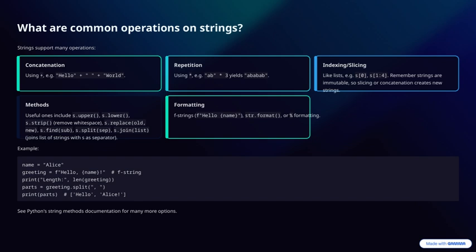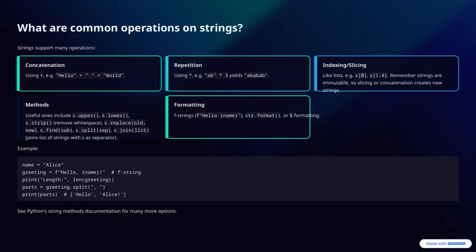So we write `greeting = f"Hello, {name}"`, and that automatically inserts the value of name into the string. Next, we want to find out the length of our greeting, so we use the len function, which returns the number of characters in the string. We print that out, and you'll see the total length displayed.